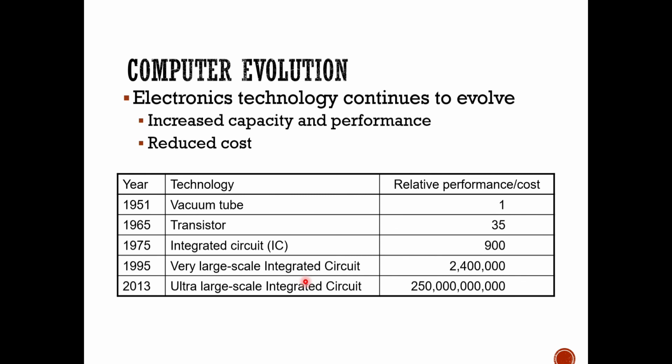So here is a chart of the computer evolution, and as you can see, these continue to evolve, increase capacity and performance, and reduce costs. So like we said, the first ones were the vacuum tube, then came the transistor, then came the integrated circuit, and then the VLSI, and now the Ultra LSI. And this is, like I said, a subset of the VLSI. So as you can see, the relative performance to cost.